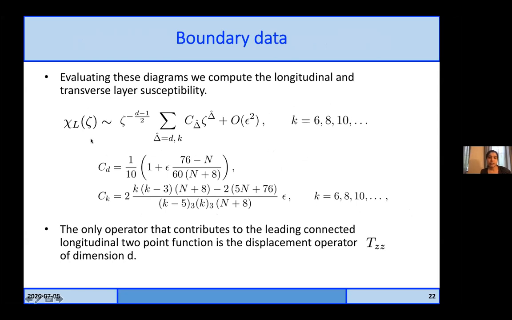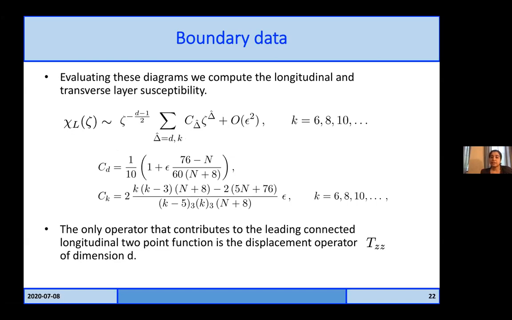And the longitudinal part comes out to be this. So as expected, it has a power series expansion in zeta. And there is an infinite sum over the operator dimension, which starts with the dimension D operator. And these are the coefficients. Now, if you look into the first operator of dimension D, this is the coefficient, and this is the only term that survives at leading order.